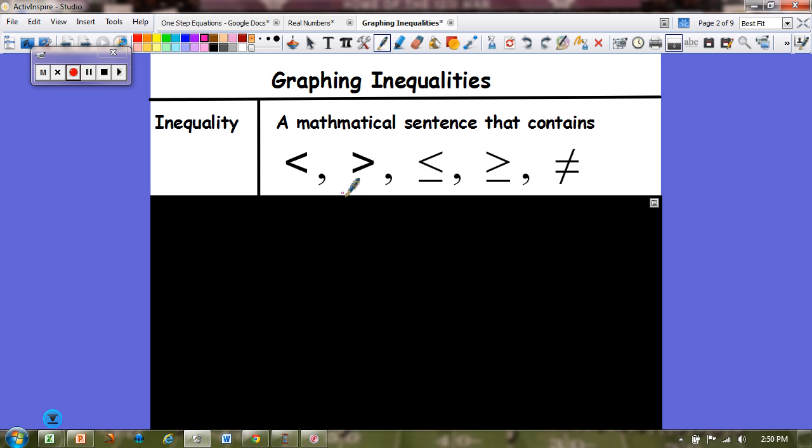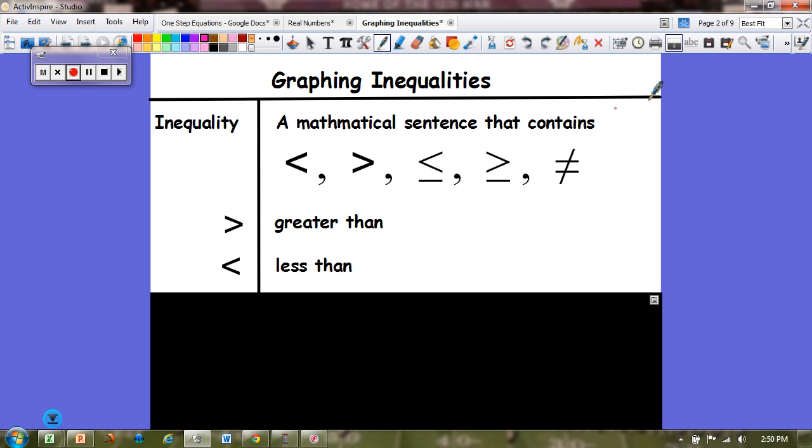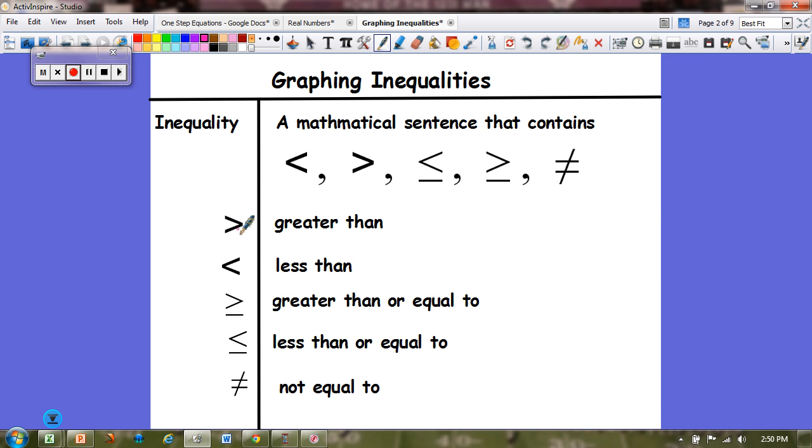Inequality: a mathematical sentence that contains the symbols below. So these symbols have different meanings. Here's our greater than symbol. Here's our less than symbol. Now some that might be a little bit different is our greater than or equal to symbol.